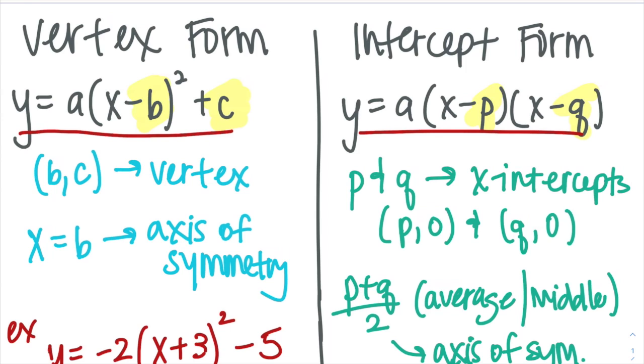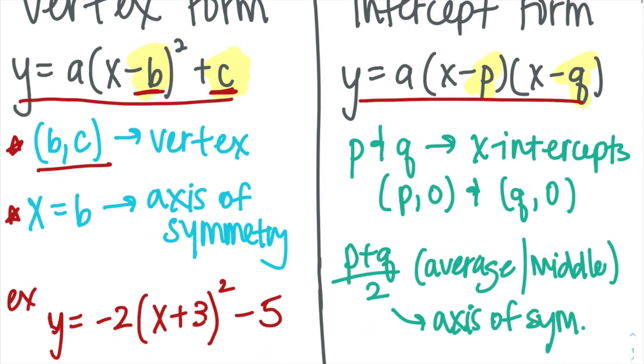So if you have an equation that looks like this, then it's vertex form. And we're going to use these two pieces of information in order to graph it. When it's in vertex form, it's easy to identify the vertex. That's why it's called vertex form. So the vertex is simply (b, c), so b and c from the equation.